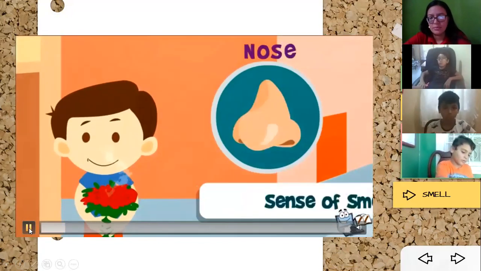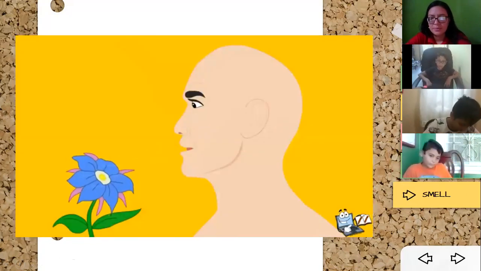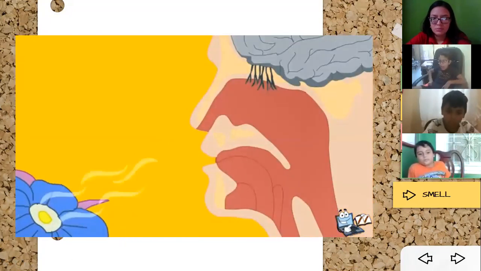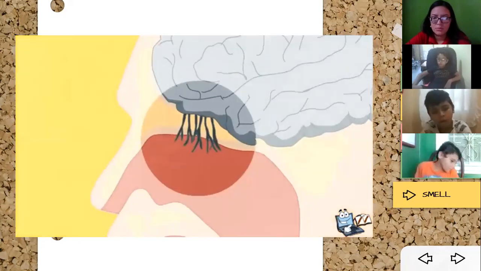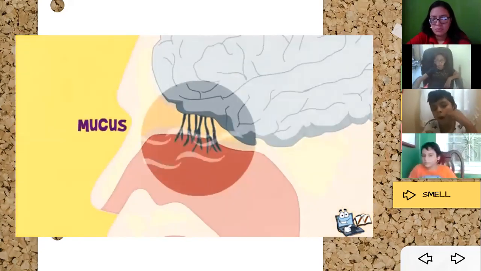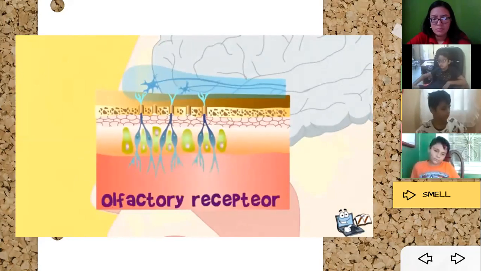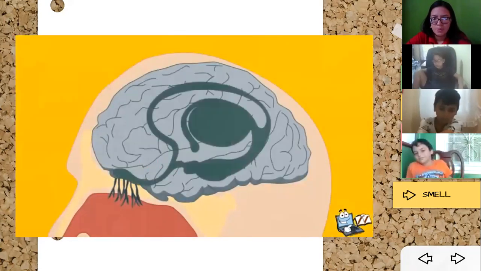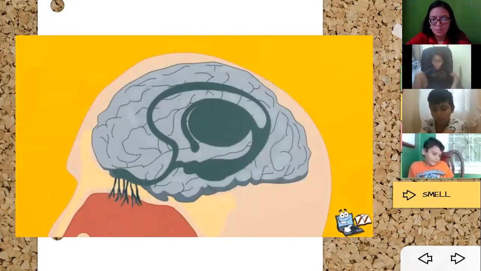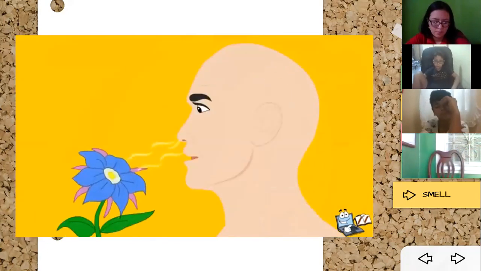Now it's time to learn about our sense of smell. The organ which is used for smell is our nose. Look closely here. At first, a smell enters in our nose. There is mucus inside the nose where the smell dissolves. Then they stimulate the hair-like endings of our olfactory receptor cells. This process generates a nerve impulse which travels directly to our brain. The part of the brain that processes smells is known as the limbic system. Thus, we smell things.